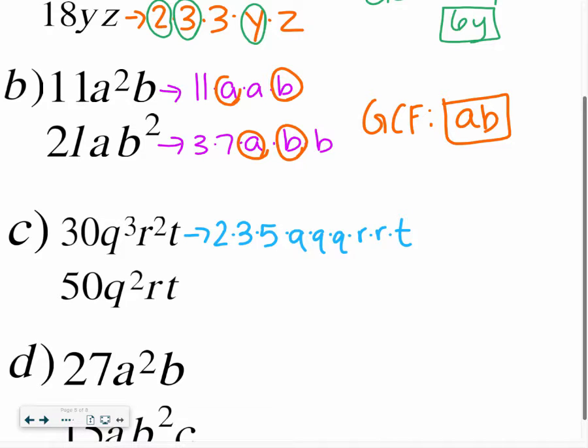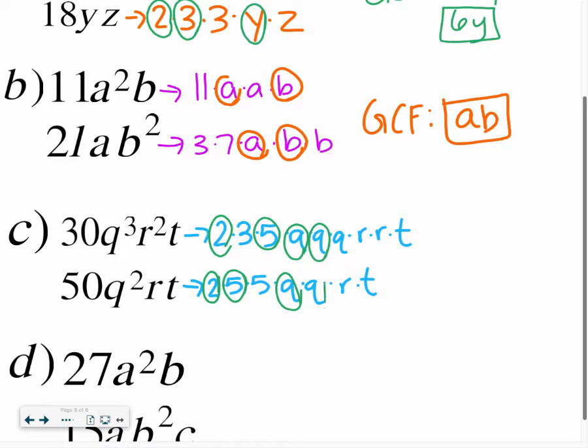Then 50 works the same way, except I'm going to do 2 times 5. That's my 10. Times 5 gives me 50. I have 2 q's, an r, and a t. Now I go through and I see what do I have in common. I have a 2, I have a 5, I have a q, I have another q, I have an r, and I have a t.